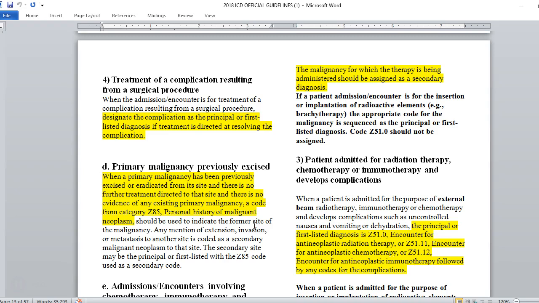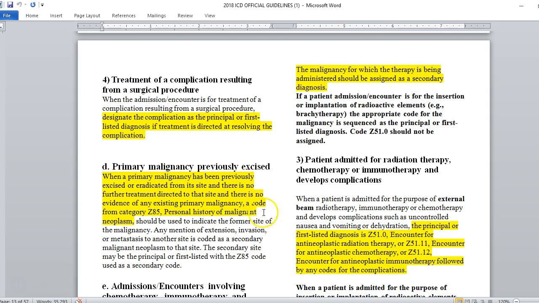Now, what happens when we go in and completely excise, completely remove a tumor? When a primary malignancy has been previously excised or eradicated from its site, and there is no further treatment directed to that site, and there is no evidence of any existing primary malignancy, a code from category Z85, personal history of malignant neoplasm, should be used to indicate the former site of the malignancy. So again, once it has been completely excised and eradicated from the body, we can then use a personal history of a malignant neoplasm code.